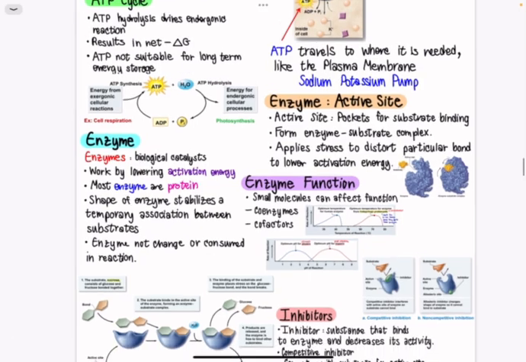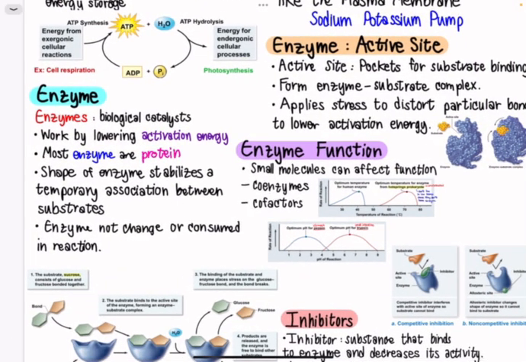An enzyme is a biological catalyst that works by lowering activation energy. Most enzymes are proteins. Some are RNA, called ribozymes. The shape of the enzyme stabilizes a temporary association between substrate and enzyme. The substrate is a substance on which the enzyme acts. The enzyme is not changed or consumed in the reaction.